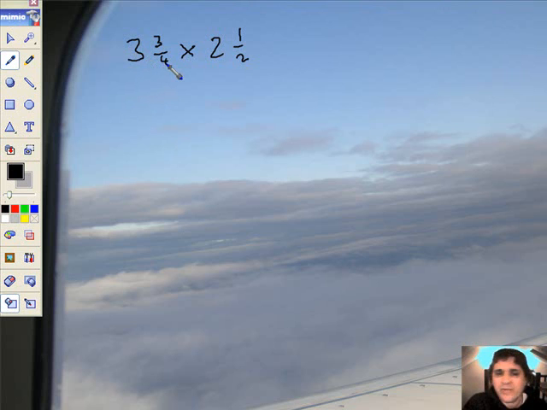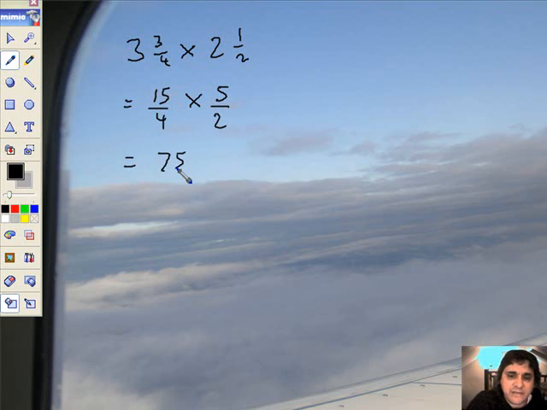Anyway, 3 times 4 is 12, plus 3 is 15. I have got 15/4. Same again with 2.5. 2 times 2 is 4, plus the 1 gives us 5 halves. Well, nothing goes into 15 or 5 or anything like that, so therefore I better go ahead and just multiply. 15 times 5, 75. 4 times 2 is 8. So, how many 8s go into 75? Well, 8 8s are 64, 8 9s are 72. It goes in 9 times.